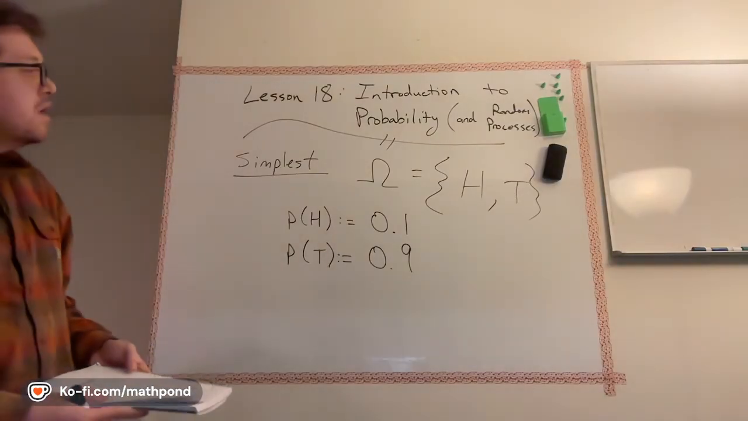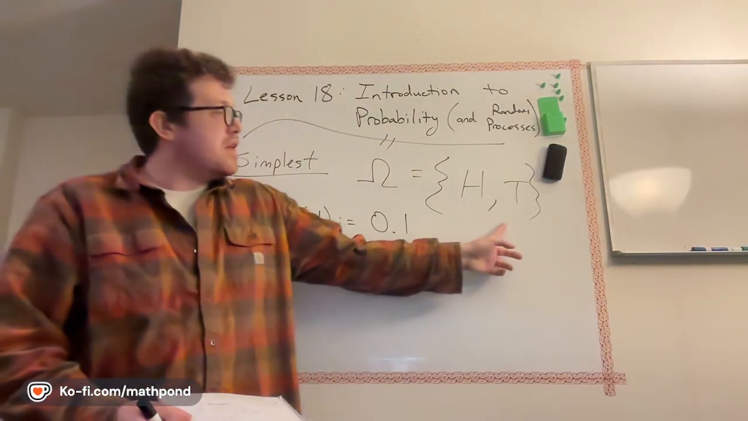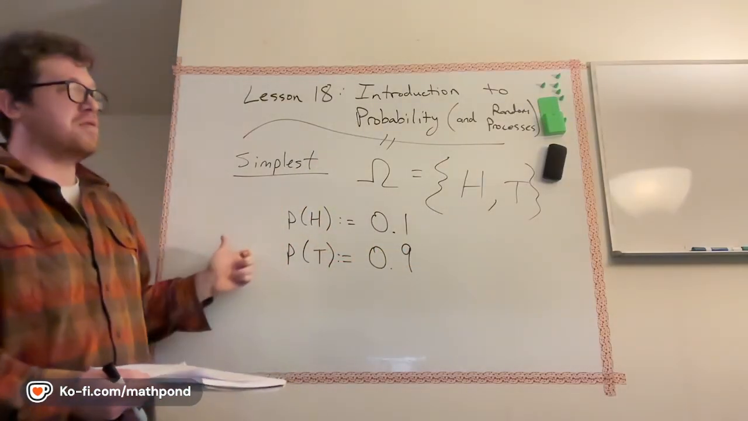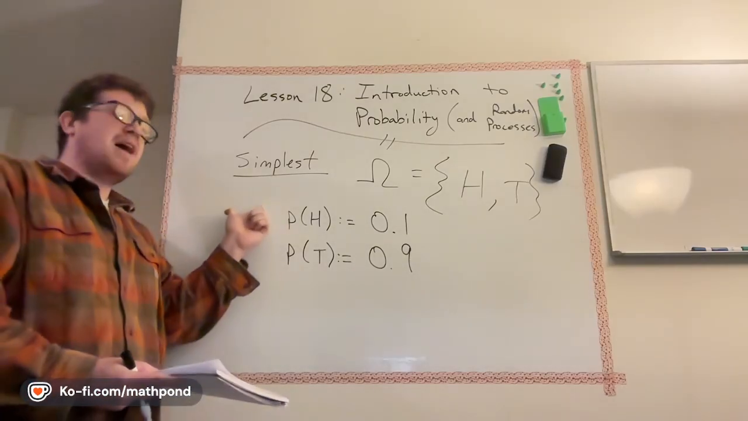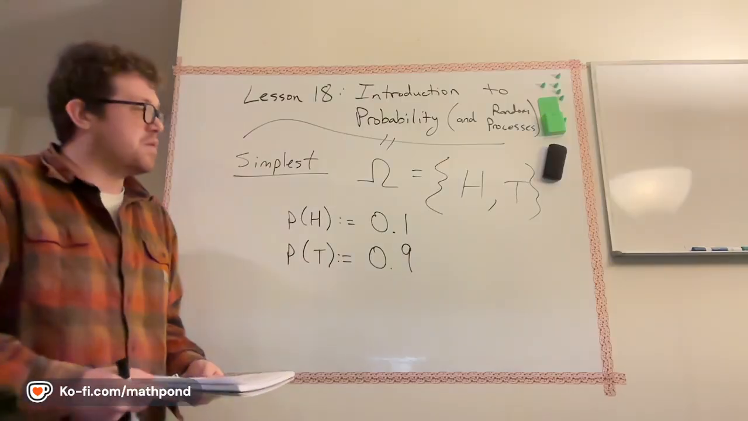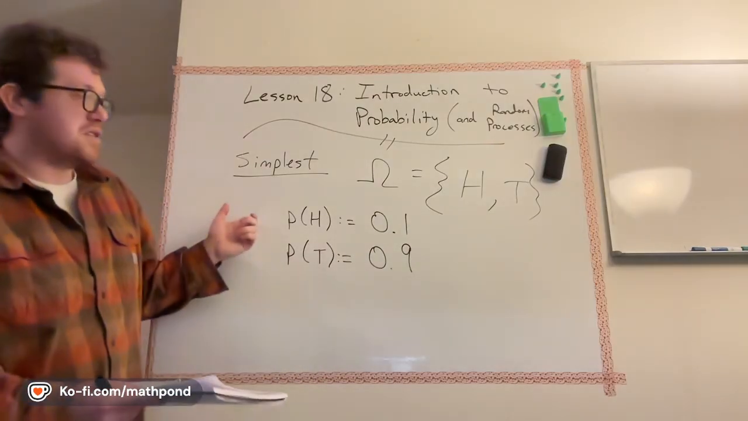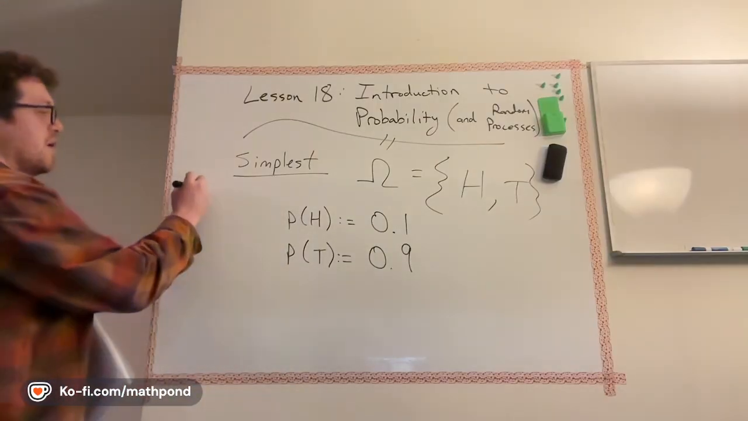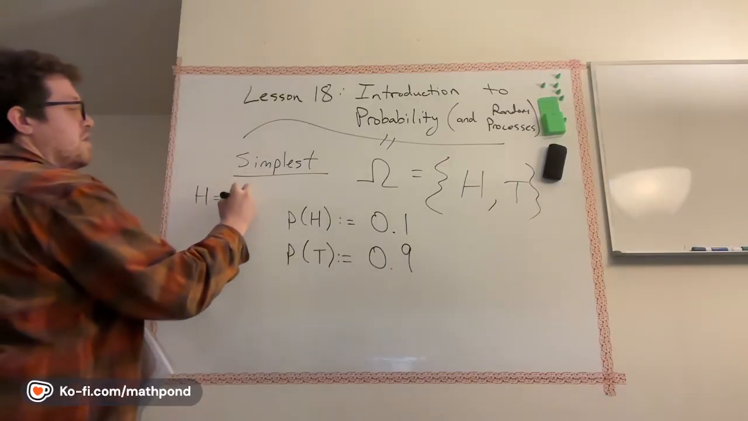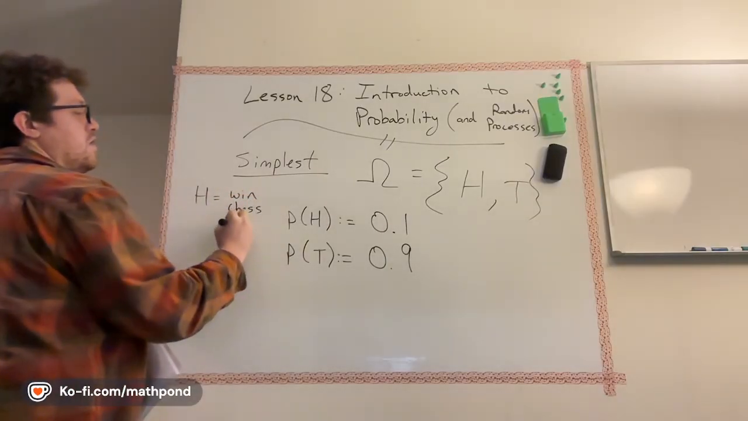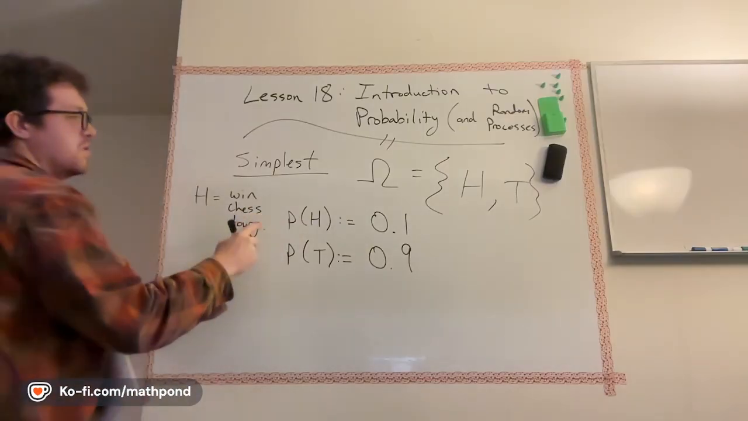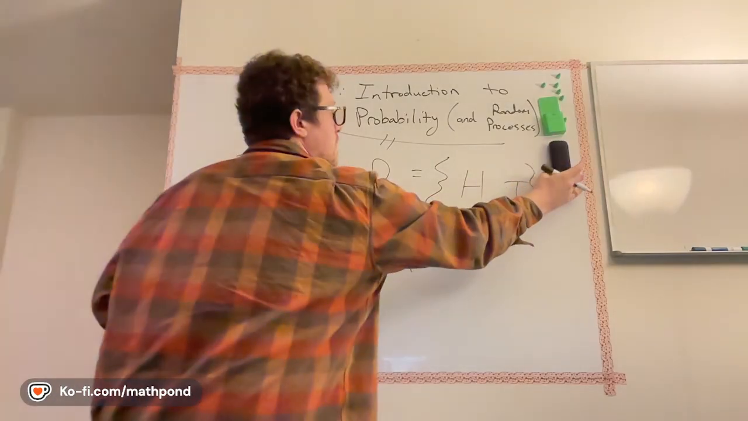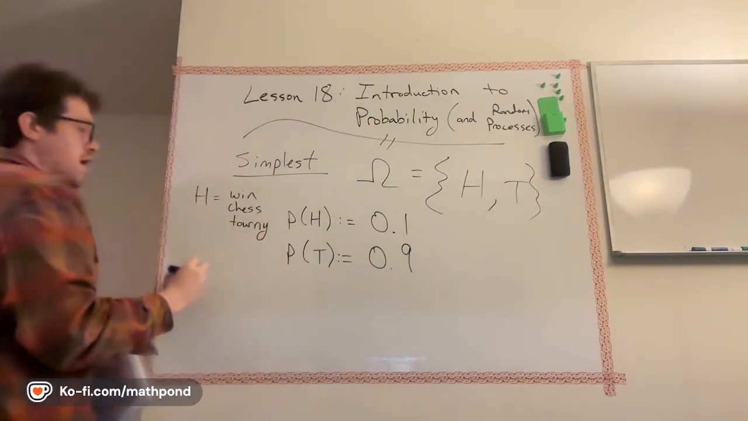So then a common thing is you have this probability distribution with this sample space, and you want to assign some values to the different events. So the example I came up with was, let's say I play a chess tournament and I have a 10% chance of winning. So in the probability of H, you could think of H as I win the chess tournament, and T could be lose.